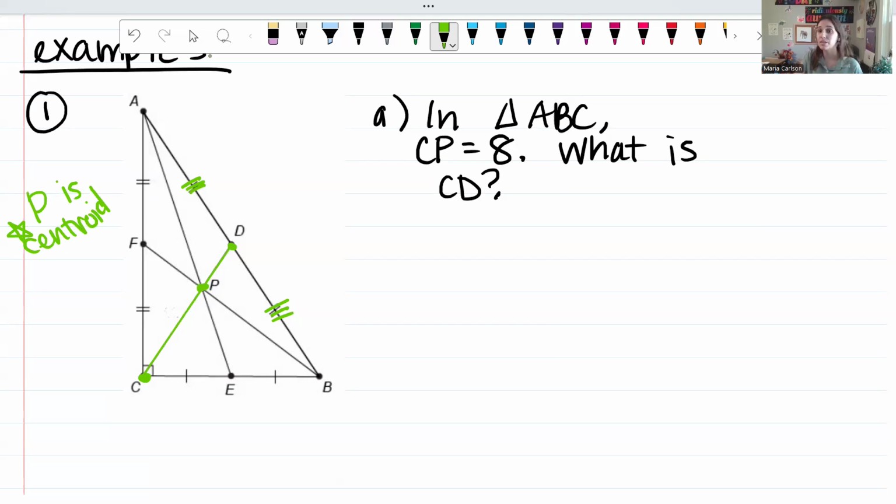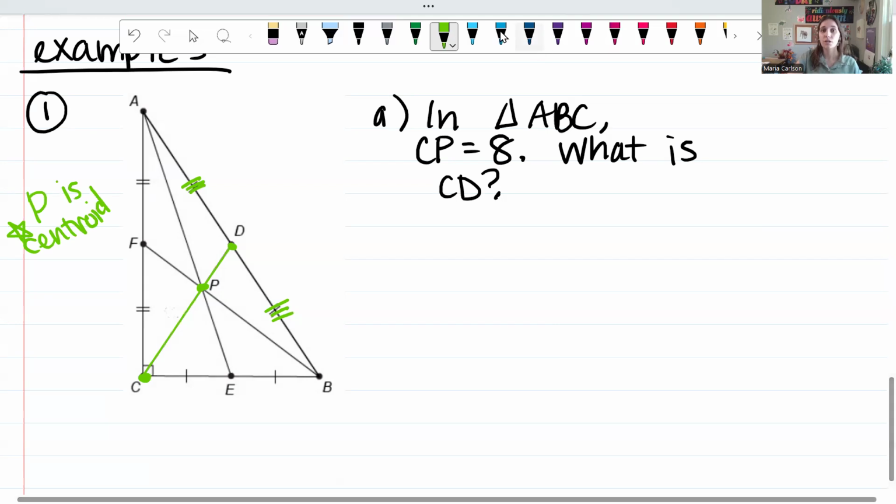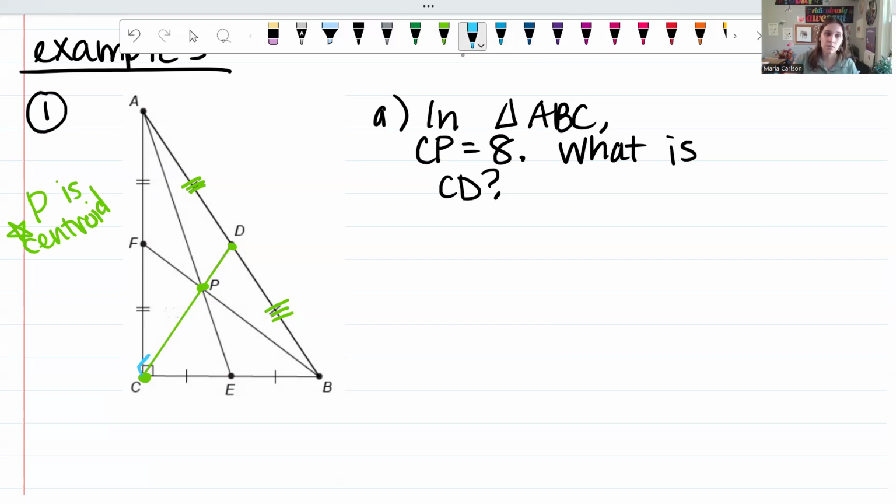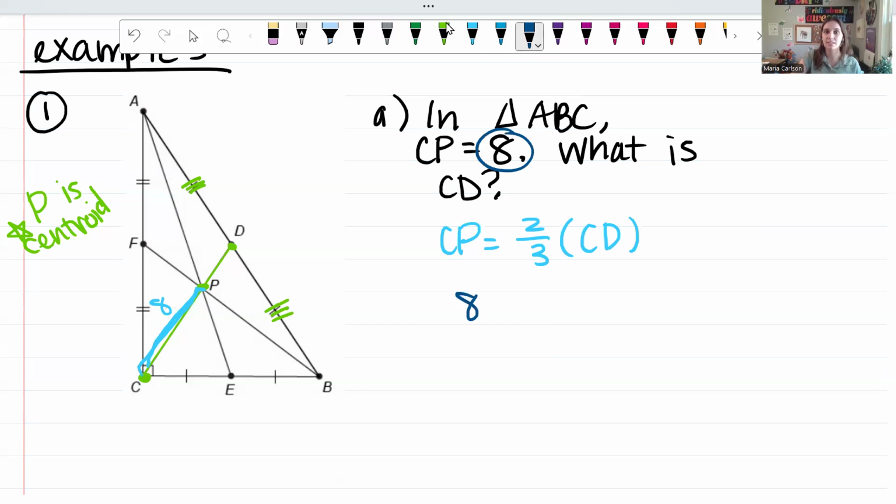which means that P is 2/3 of the distance from the vertex to the midpoint. So we know right now that CP, from here to here, that is 8. And we want to find the entire length of CD. So let's first start off by saying that CP from vertex to centroid, that is 2/3 of the entire segment CD. And we know CP is 8, right? So 8 is 2/3 of CD.